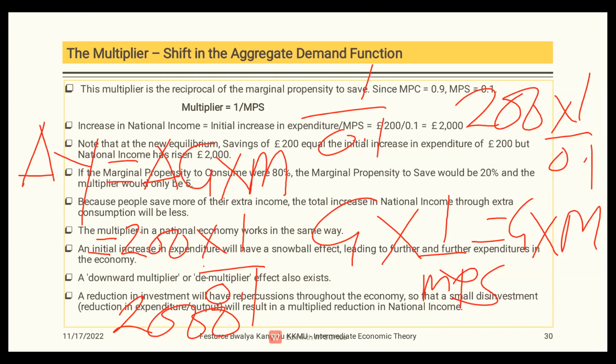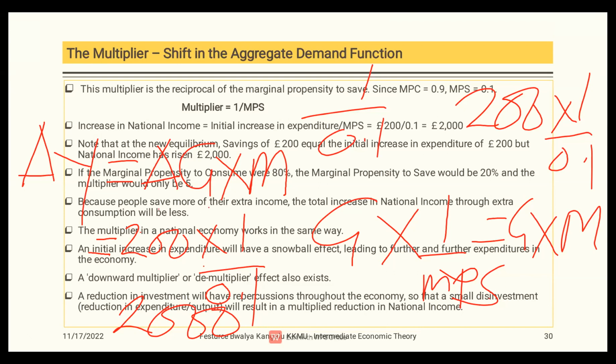What will be the change in national income if the government expenditure changes by 200? That's the question. So you know that MPC, we can use it to find MPS. We need the government expenditure to be subjected to the multiplier effect. I've said that the change in income is equal to the change in government expenditure times the multiplier.